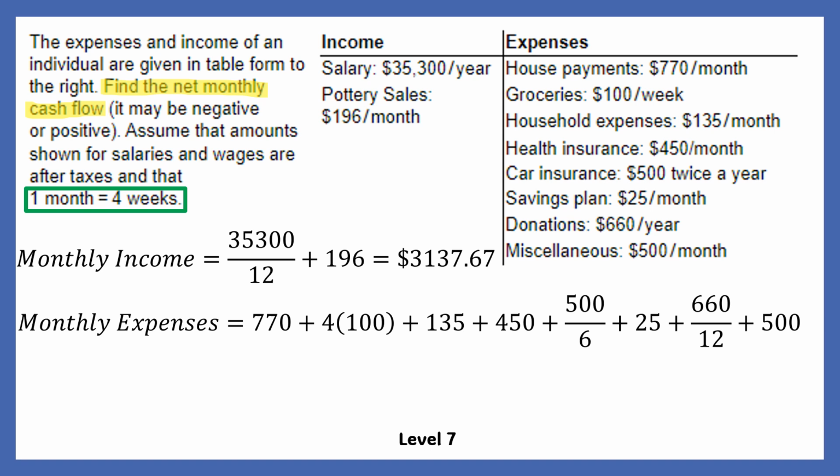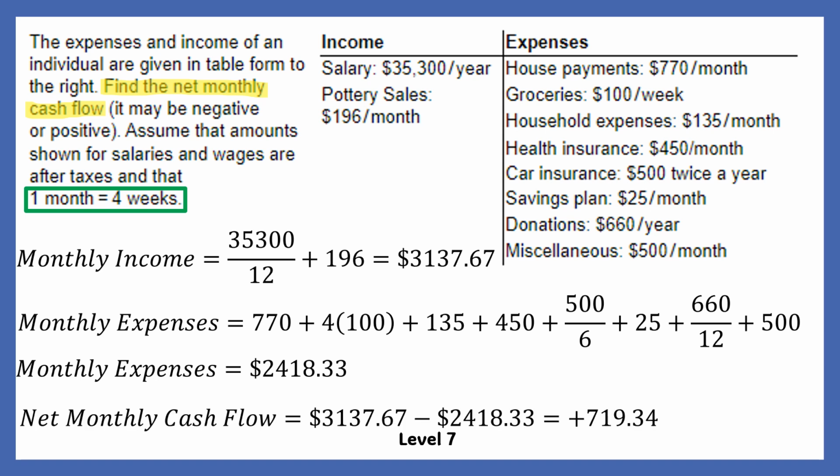Our monthly expenses we have to pay close attention to, because for each line we need to pay attention to whether we pay it once a month, whether we need to count for it 4 times because it's weekly, or whether we're going to count for it multiple months and we have to scale it down. For example, donation says $660 a year, so we need to divide that by 12 to make that work. If we do run all the numbers, we end up with $2,418.33, which means we actually spend less than we make. That's great news. It means we're going to have a positive cash flow. Actually, we have extra $719.34 in that cash flow that we get to figure out where we're going to spend.